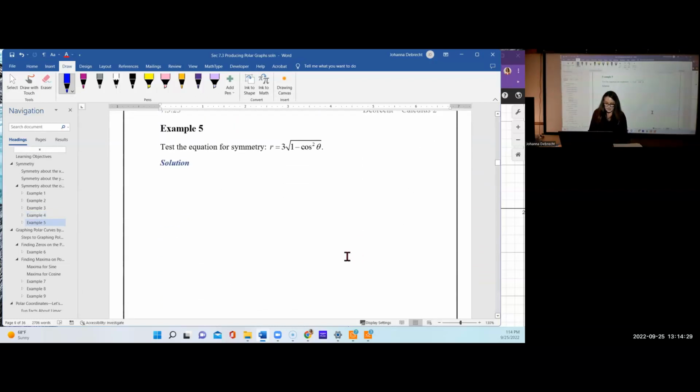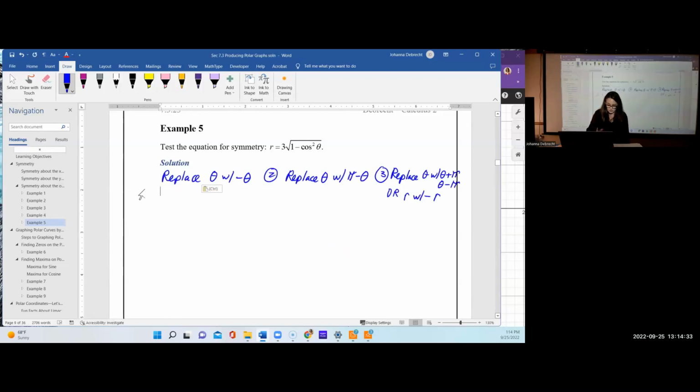We have one more example to do, which is this one right here. And what I'd like for you to do is go ahead and pause the video, work out the types of symmetry, and then turn the video back on and we'll compare our answers.